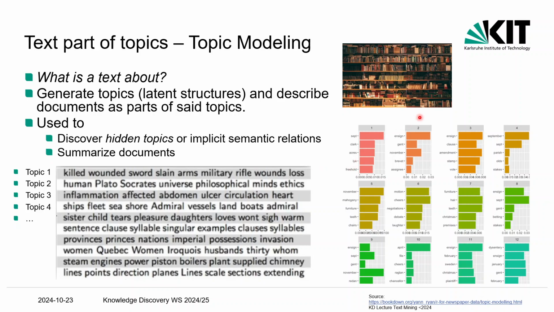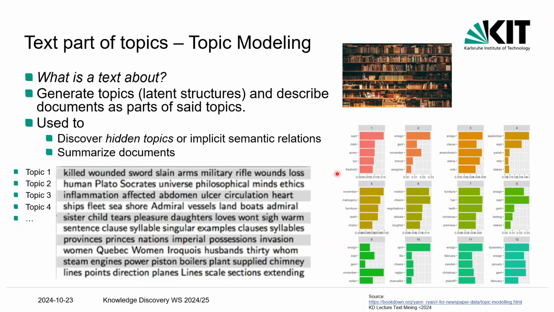So for instance, you can here see how important, this is just an example of 12 different topics where you see the scores for ensign, sept, gent, November, redan, and how high the scores are within each topic for them. But let's have a look.